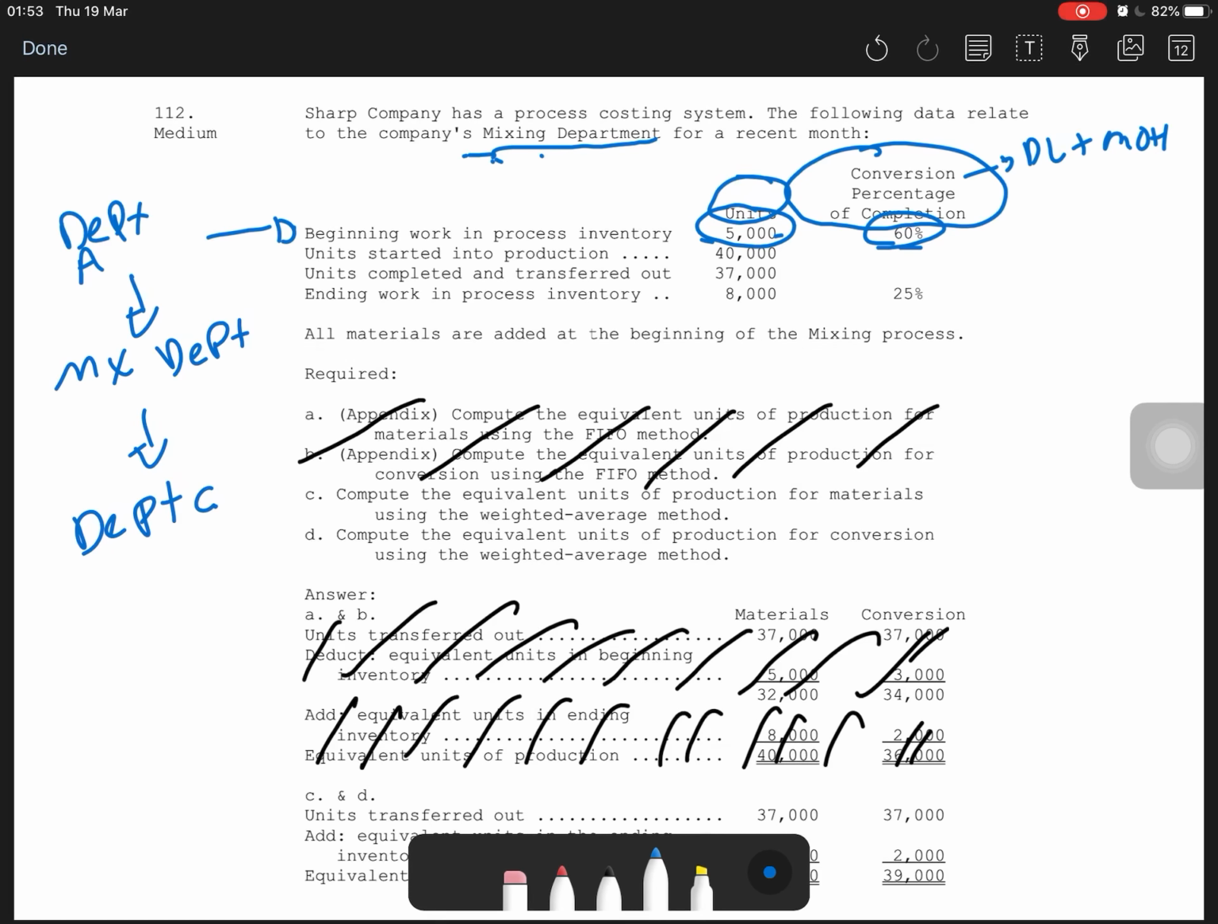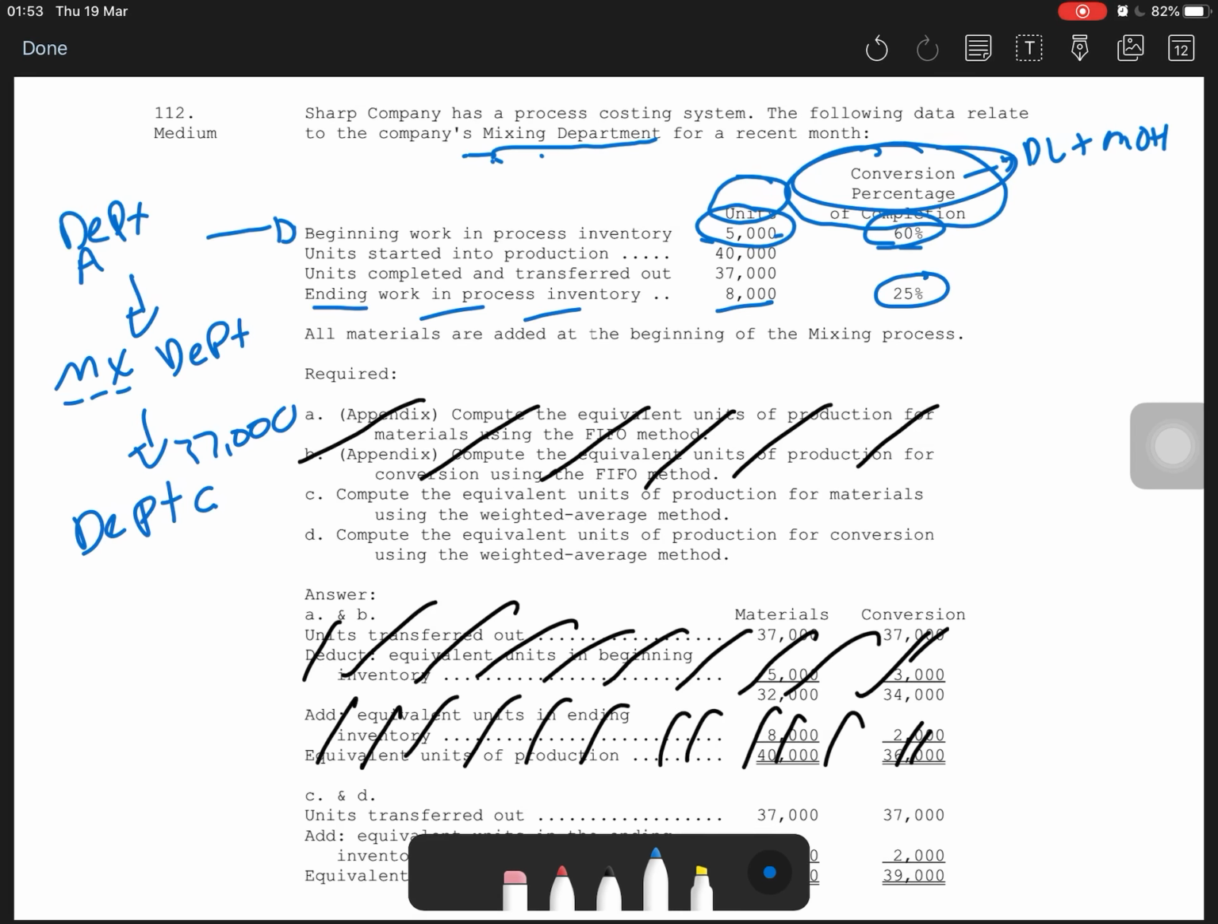So department A sent 5,000 units to the mixing department, and then units completed and transferred out are 37,000. So the ending work in process inventory of 8,000 is still here to be processed. You see here the 8,000 is still only 25% complete for the conversion percentage.